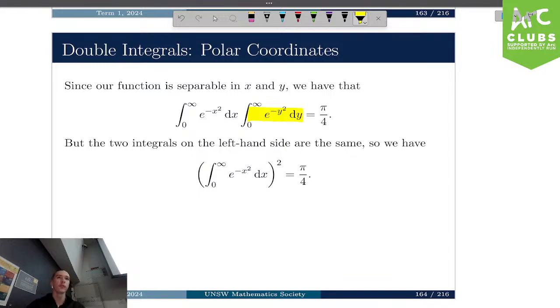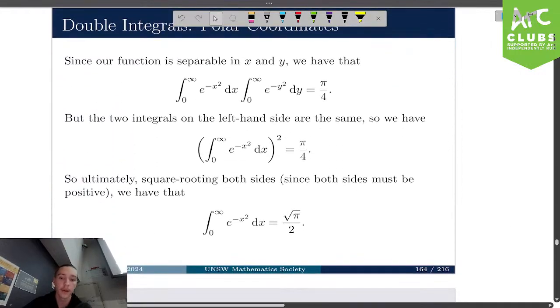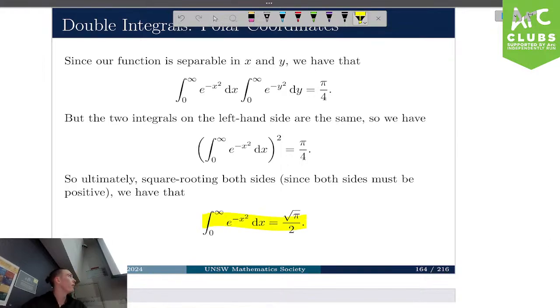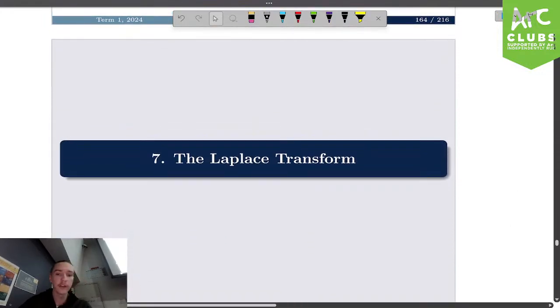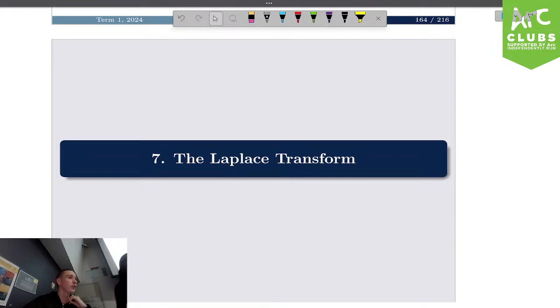And then now we just square root both sides. And we get that this Gaussian integral, as it's called, is equal to square root pi on 2. So it's a really neat thing. We can leverage all these identities using our polar coordinate substitutions, and we get this really nice result. So that about wraps up double integrals, vector calculus. So I'm going to pass this on to Rosh to talk to you guys about Laplace transforms.